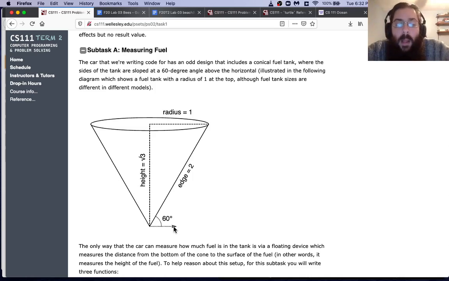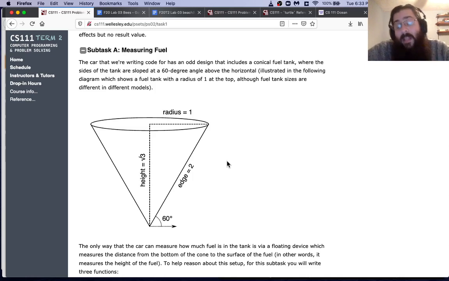The diagram is showing that if the radius of this cone is 1, then the height will be the square root of 3, and the edge length will be 2 units. And the ratios between these values, because of similar triangles, are going to apply to any cone that has the 60-degree angle. So the fuel tank will have a certain height to it, and then the amount of fuel in the tank will have a different height value. We can use those two height values along with the formula for the volume of a cone to compute how much fuel is in the tank, and also what proportion of the total fuel is left, right?